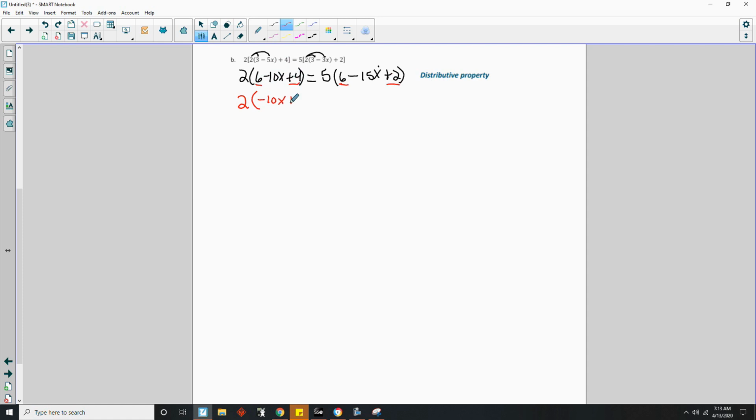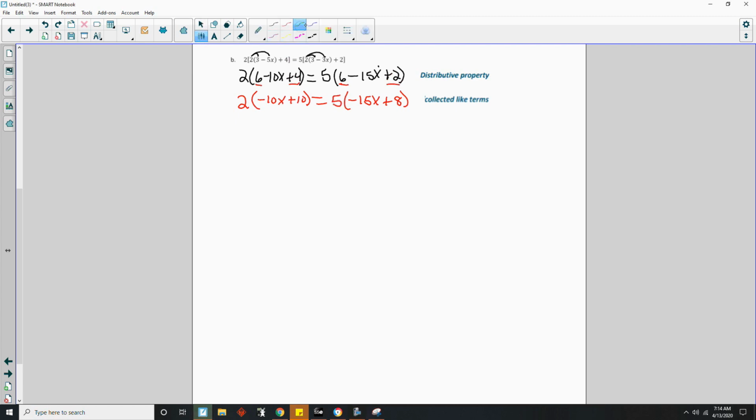6 plus 4 is a positive 10 equals negative 15 is going to come first. Oh, I forgot my 5. Let me erase that. This 5 stays here. Parentheses, negative 15x. 6 plus 2 is 8. Okay, so I combine those. Okay, so we combine like terms.